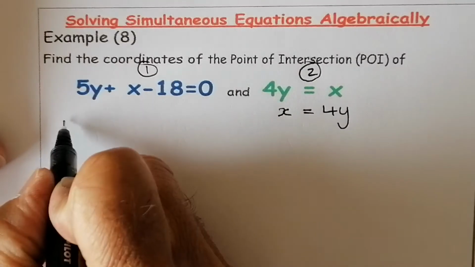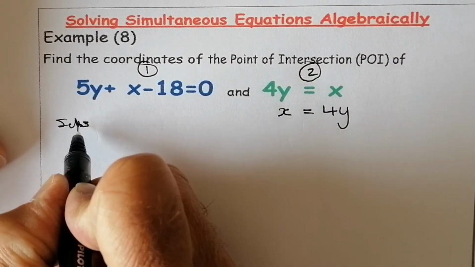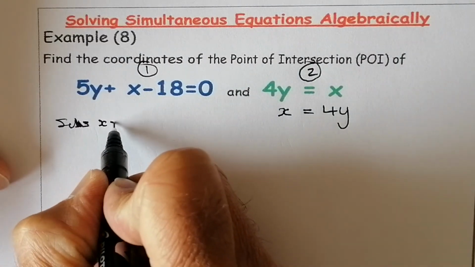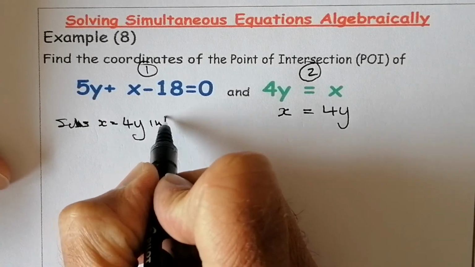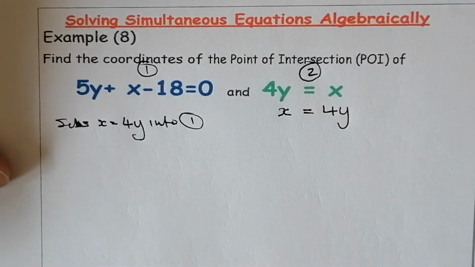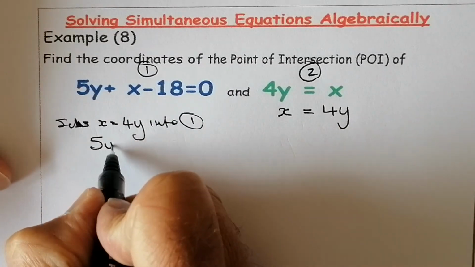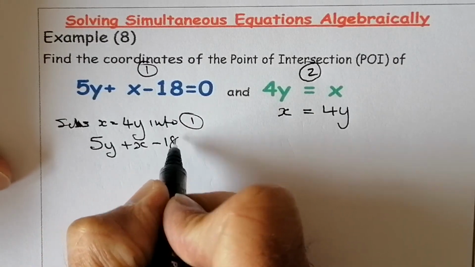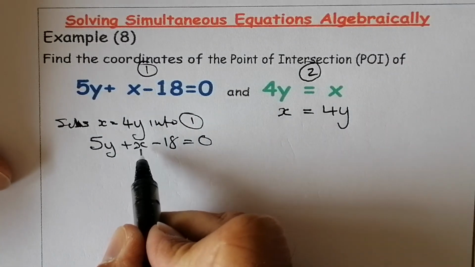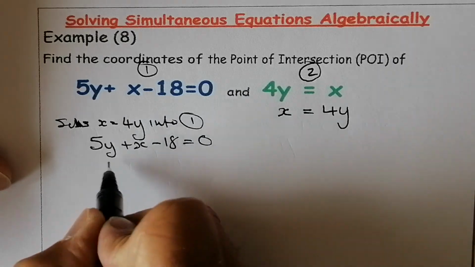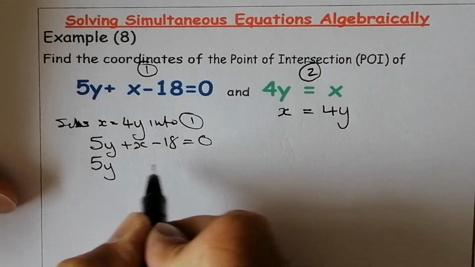Okay, so I'm substituting x equals 4y into equation number 1. So equation number 1 starts off with 4y going in there instead of the x. Okay, so relatively simple, no multiplier there either.